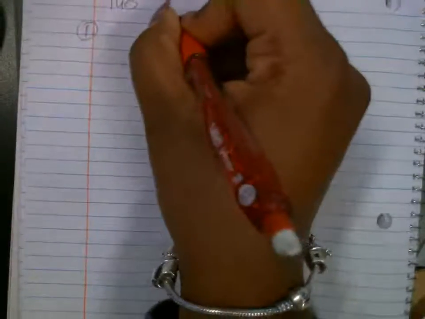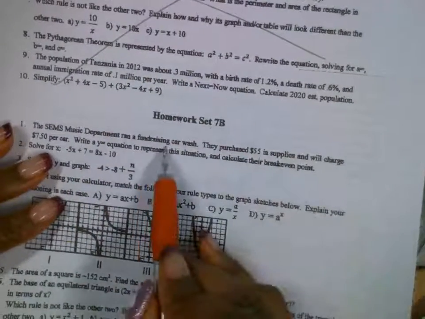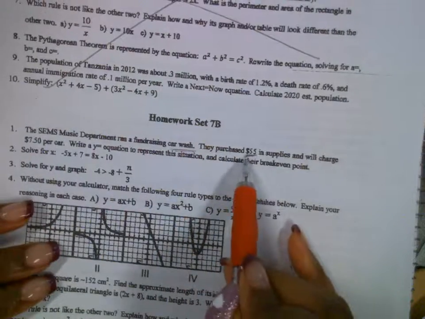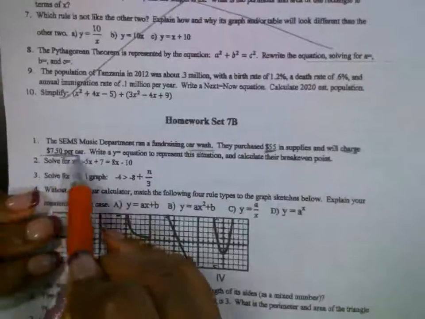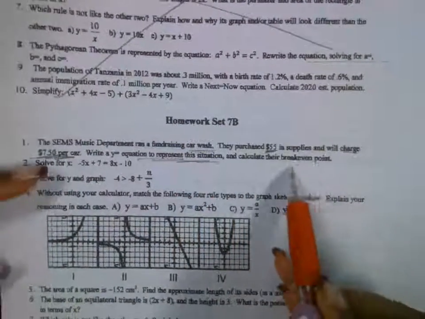Number 1. This is 7B. All right, so look at this one. It says the Sims Music Department ran a fundraising car wash. They purchased $55 in supplies and will charge $7.50 per car. We're writing an equation for this situation and figuring out what the break-even point is.